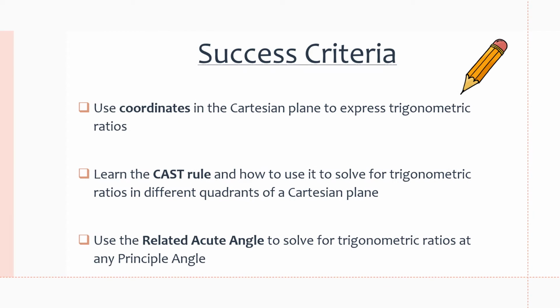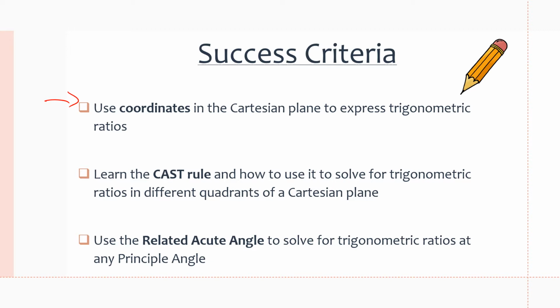Here is the success criteria for today's lesson. We want to use the coordinates in a Cartesian plane to express trigonometric ratios, so we'll get an understanding more why we sometimes use negative x and negative y values for the length of the triangles we create in the Cartesian plane, like we did in the last few videos.